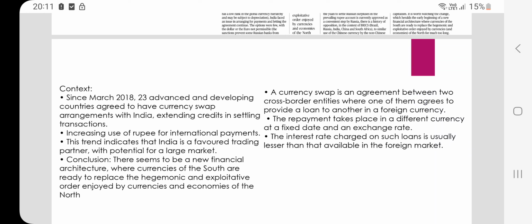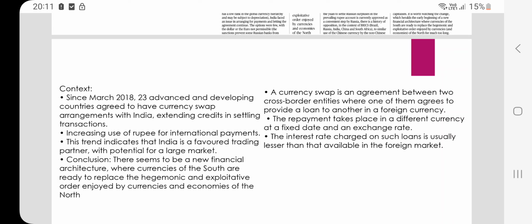Currency swap is an agreement between two cross-border entities where one of them agrees to provide a loan to another in a foreign currency. The repayment takes place in a different currency at a fixed rate and exchange rate. Interest rate charged on such loans is usually lesser than that available in the foreign market.